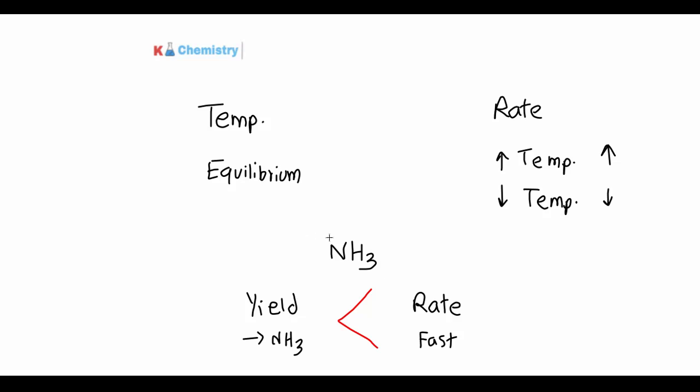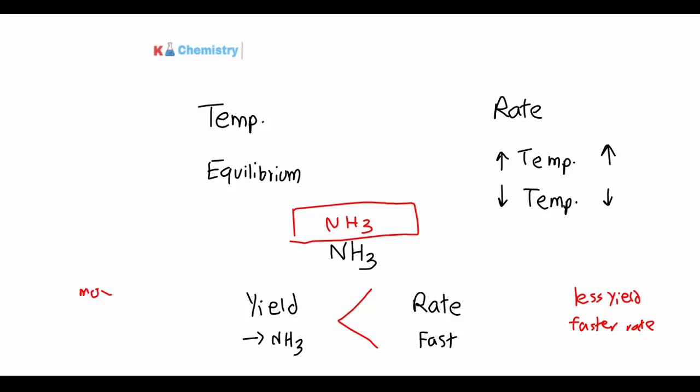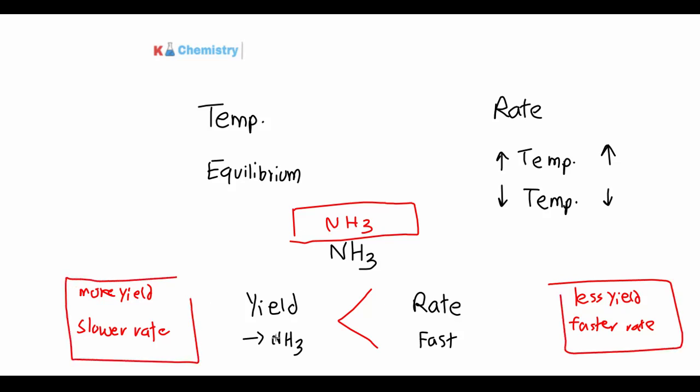If I have a plant or a factory to make ammonia, which one is more important to me business-wise? To make more ammonia or to be faster? If I make a lot of ammonia, but in a very slow process, it takes months, I don't care about this. But if I make less yield, less yield and faster rate is much better. Faster rate is much better than more yield and slower rate. Take care, this is very important to understand. Less yield and faster rate is much better than more yield and slower rate.